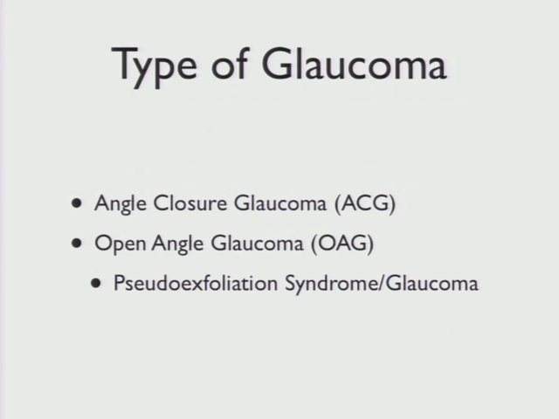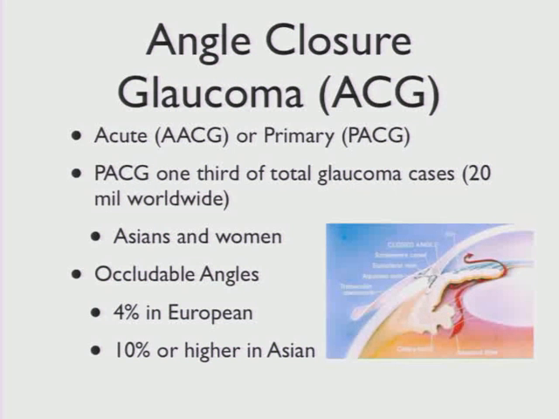Now let's talk about the type of glaucoma and its impact on cataracts and implications. Well, in general, there are two main types of glaucoma, and I'm sure many of you have heard this before. There is angle closure glaucoma, and there is open angle glaucoma. And within open angle glaucomas, I'm going to pay a special mention to pseudoexfoliation syndrome and pseudoexfoliation glaucoma. So let's start with angle closure glaucoma.